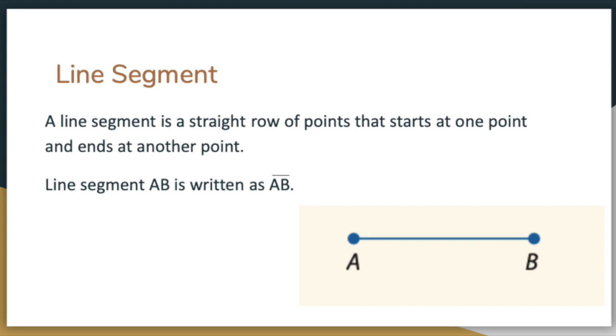The next is a line segment. A line segment is a straight row of points that starts at one point and ends at another. So if you notice, there are two dots above this. There's a line here with A and B, and there's a dot above A, and there's a dot above B. So this line segment shows us point A and point B. Notice how it ends with the dots. It does not go on forever and ever. It's like we cut out a piece. So it is only showing us points A and B.